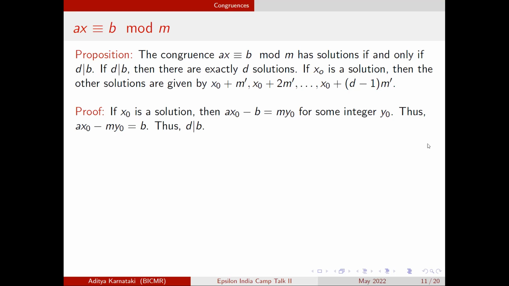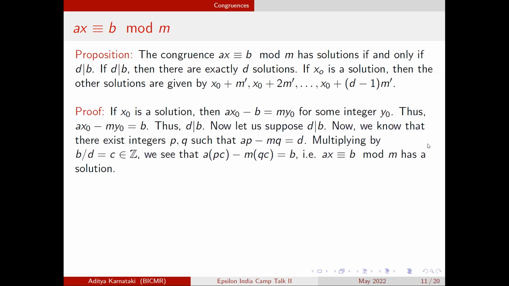Okay, so far? And D is the GCD of A and M, right? Yeah. So now let us suppose D divides B. Now we know by the previous discussion that there exist integers P and Q such that AP minus MQ is D. Right? The GCD can be written as a linear combination of A and M. And now I multiply by B over D on both sides. And this is an integer because D divides B. That is our hypothesis now.